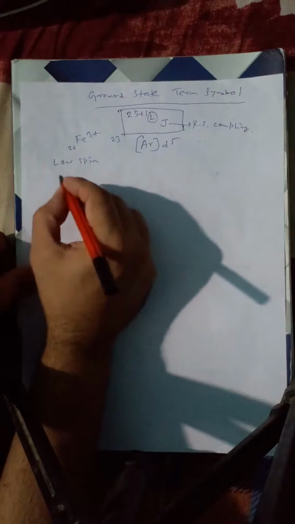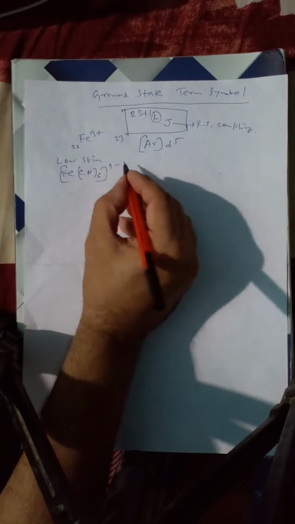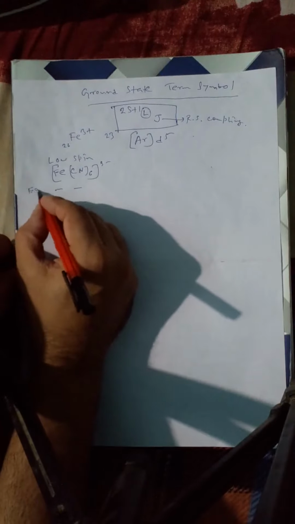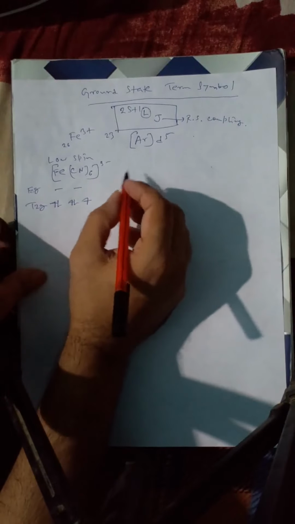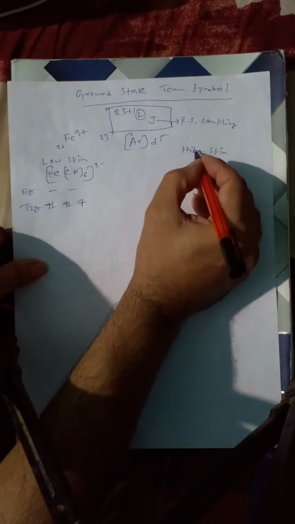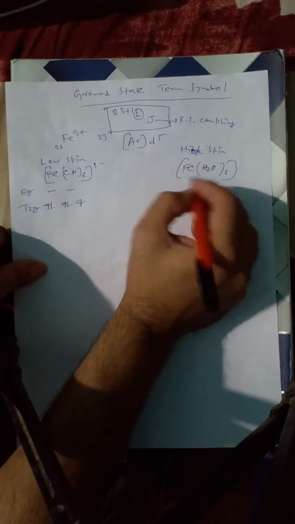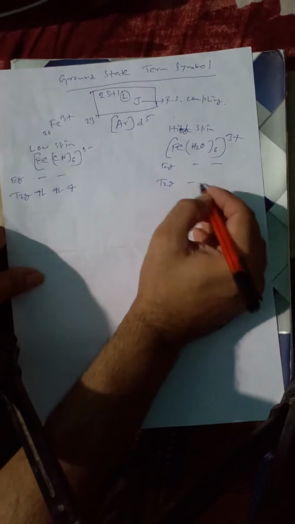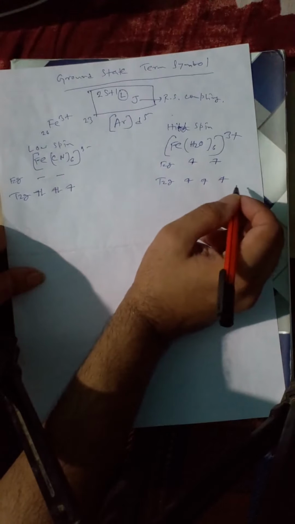For a low spin complex such as ferricyanide, the electrons can be distributed as shown, whereas in a high spin complex such as hexaquo iron 3+, the electrons can be distributed as shown, at the highest spin multiplicity following Hund's rule.